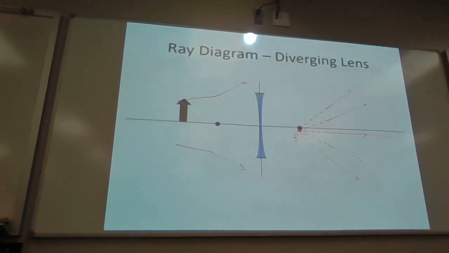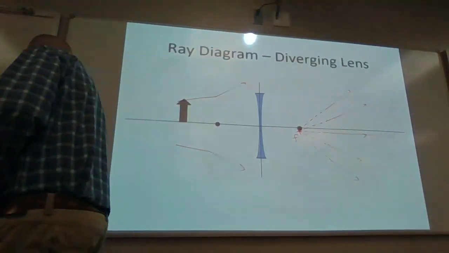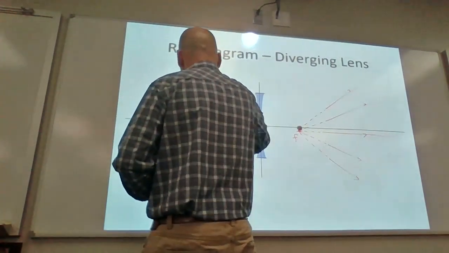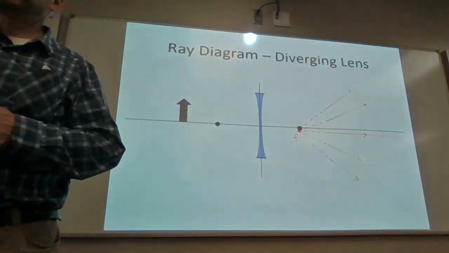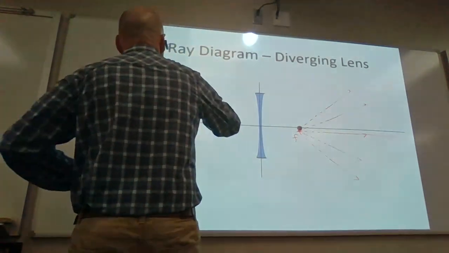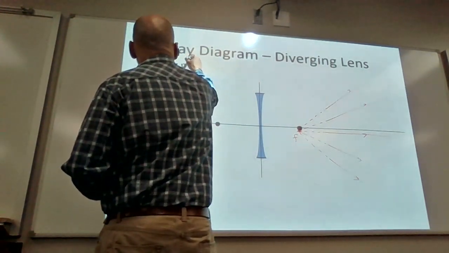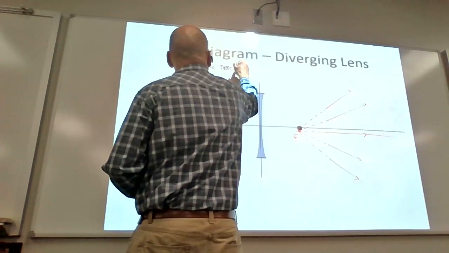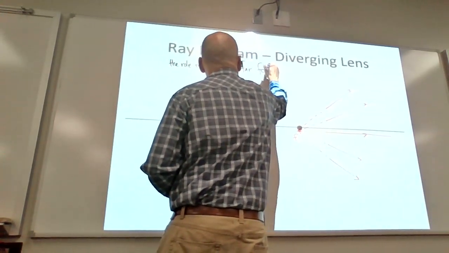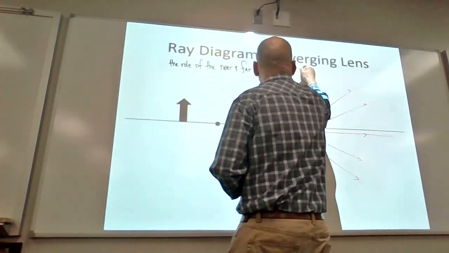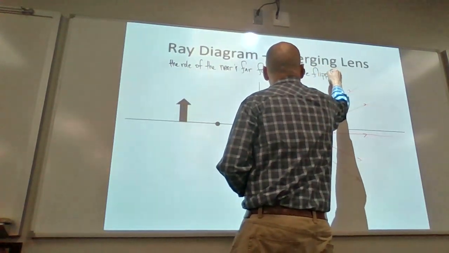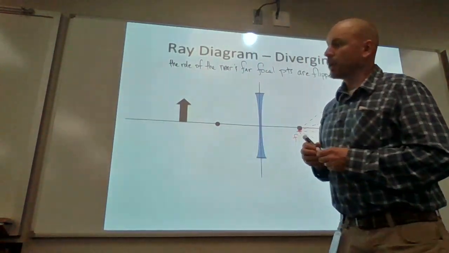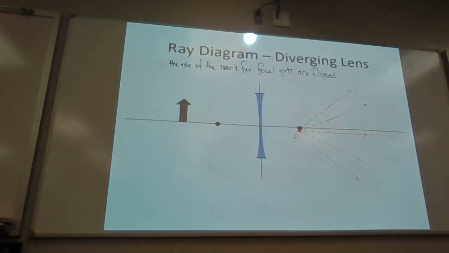Okay. Now, to draw this, if I could give a one-liner piece of advice on how it compares to converging, the role of the near and far focal points are flipped. The role of the near and far focal point is flipped on a diverging lens.